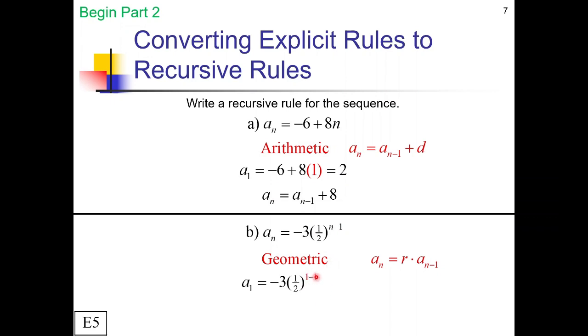1 minus 1 is 0. 1 half to the 0 is 1. So that just gives us an a sub 1 of negative 3. Okay? And now to get the recursive rule, we just need to figure out the r value from this. Now remember, r is what you keep multiplying by over and over again. That's going to be the base of your exponential piece here. So the r in this one is going to be this 1 half. So our a sub n is going to be 1 half times a sub n minus 1.